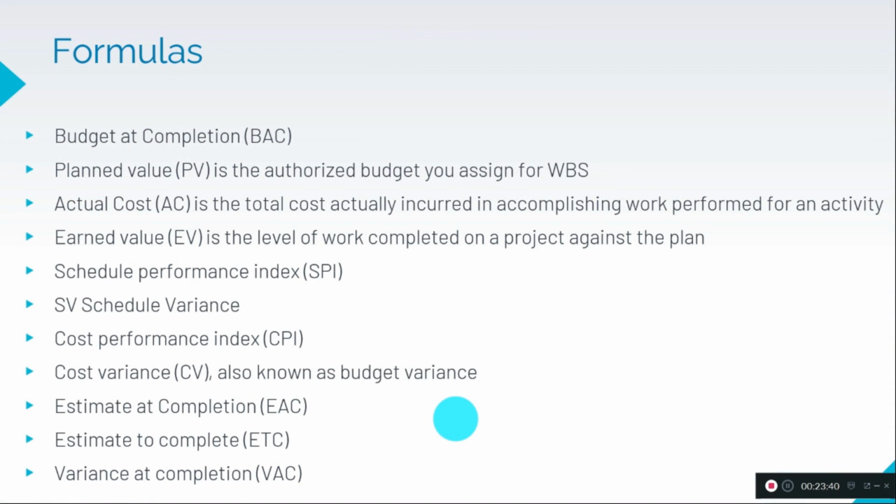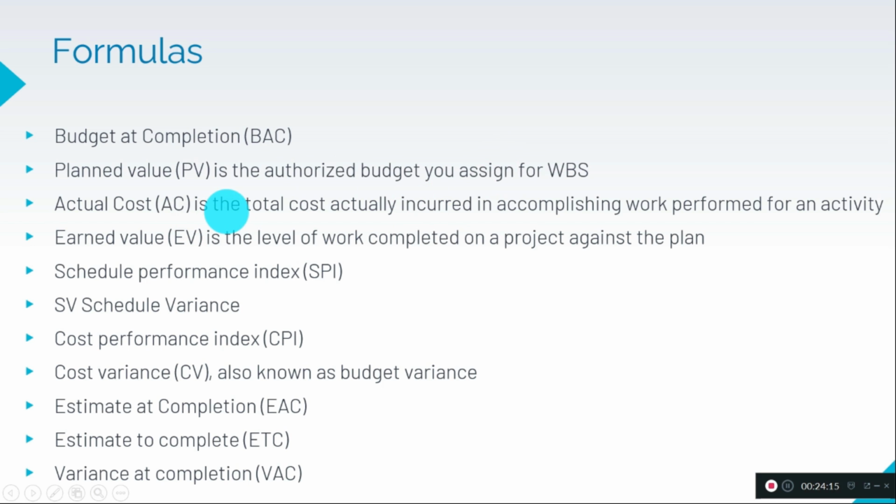There are a lot of formulas in project budgeting and cost estimation. I will go through them one by one quickly, but we will see only the formulas required for finding the variance. Budget at completion is the total cost or budget of the project. Planned value is the authorized budget you assigned as per the work breakdown structure, which I have shown in the previous slide.